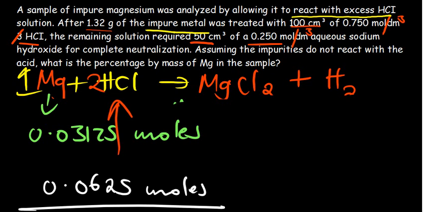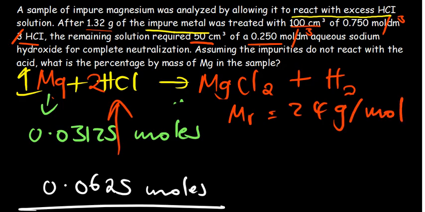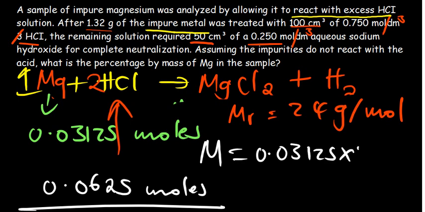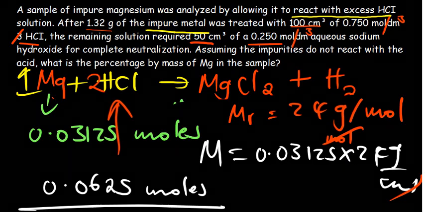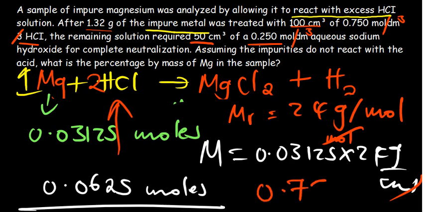We can now use its molar mass. So if you got your periodic table, what's the molar mass of magnesium? Should be 24. Roughly 24. So if we have our molar mass to be 24 grams per mole, we can now find the mass. How can you find the mass? The mass is the product of number of moles and molar mass. So 0.03125 times 24 grams per mole. Of course the units are cancelling out because moles and moles will cancel. So 24 multiplied by 0.03125. So the mass that I'm getting of our magnesium that had taken part in the reaction was 0.75 grams.